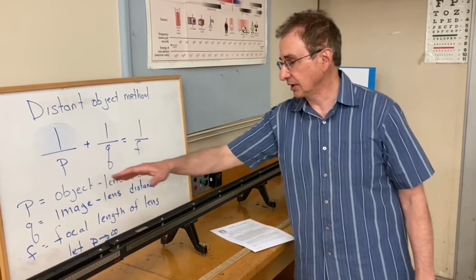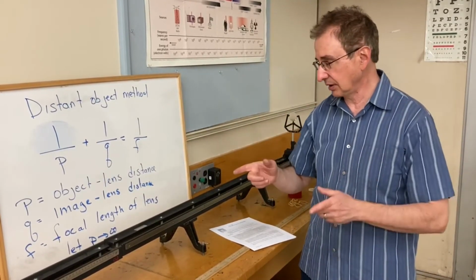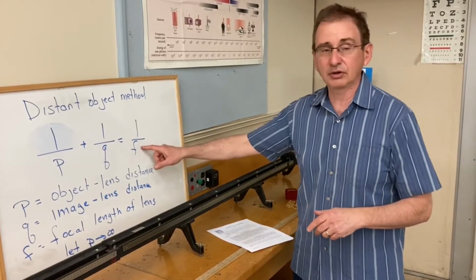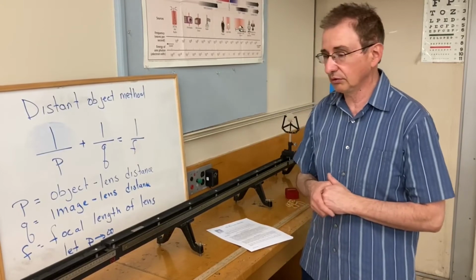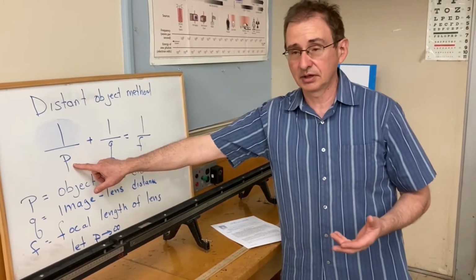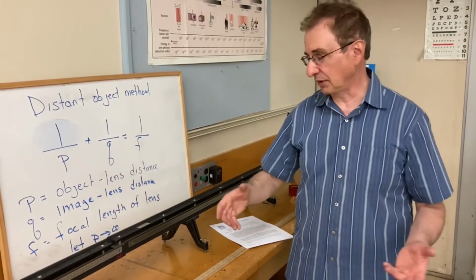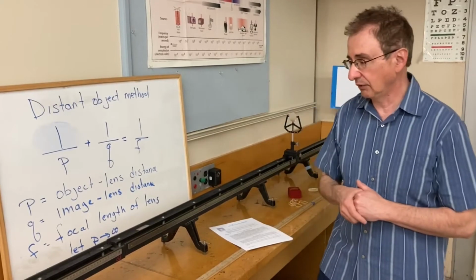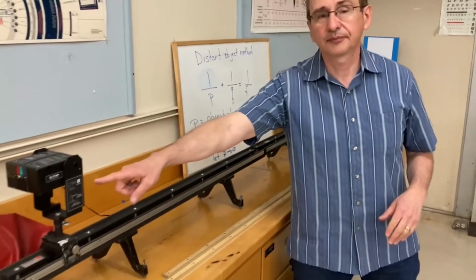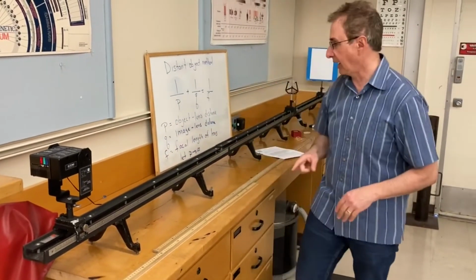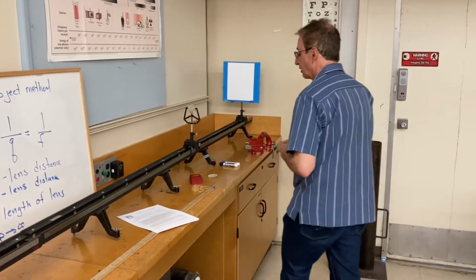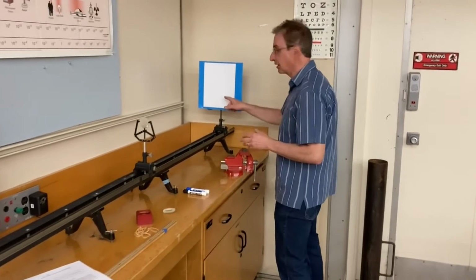The P here is the distance between the object and the lens. The Q is the distance between the image and the lens. And F is the focal length of the lens. In the first part we're going to let the object distance be very large, ideally infinite, so we're going to let P go to infinity. In this case, we're going to take an object, which is this source that's plugged in right now, and put a lens in front of it, and produce an image right on the screen.